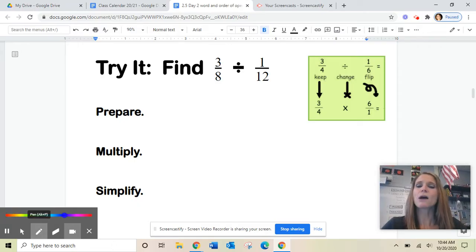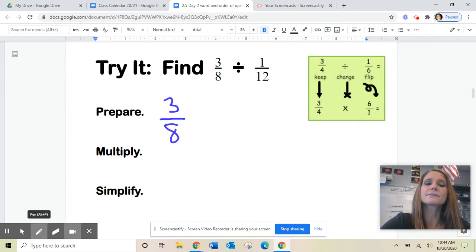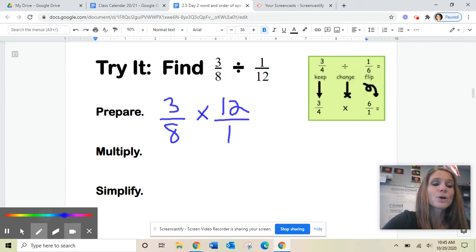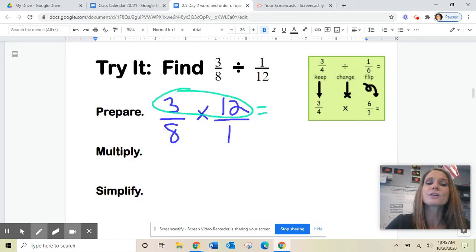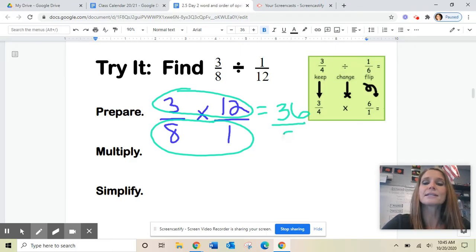So I'm going to work this one out just so you can see if you are on track with your thoughts here. I'm going to prepare by keeping the 3/8 3/8. But instead of splitting it into 1/12, I'm going to multiply it by the reciprocal, 12 over 1. Now it looks like multiplying with a whole number, which was so last week. I'm ready to do my second step, which is just to multiply. So we multiply our numerators across together. 3 times 12 is 36. We multiply our denominators together. 8 times 1 is 8.